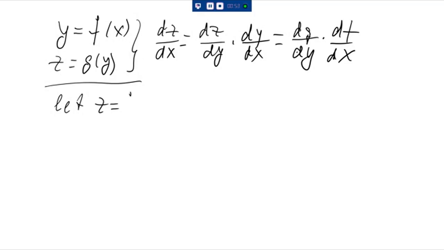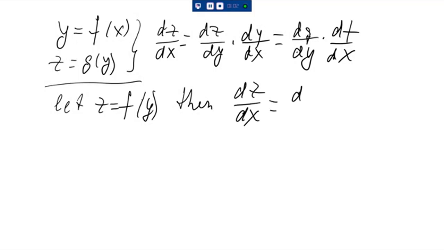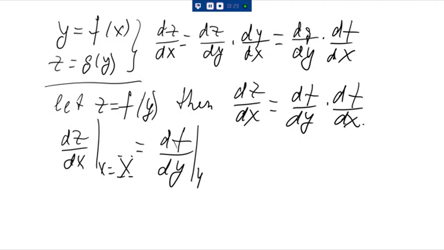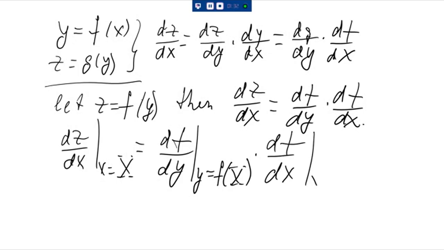Now, next point, let z be defined by the same function f of y. Then dz over dx would be equal to df over dy times df over dx. And if we want to find this derivative at some particular point, dz over dx when x equals some x capital, then this will be equal to df over dy, where y equals f at x capital, times df over dx, when x equals x capital. Good.